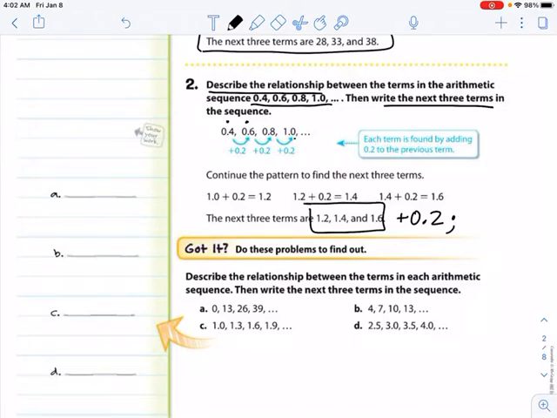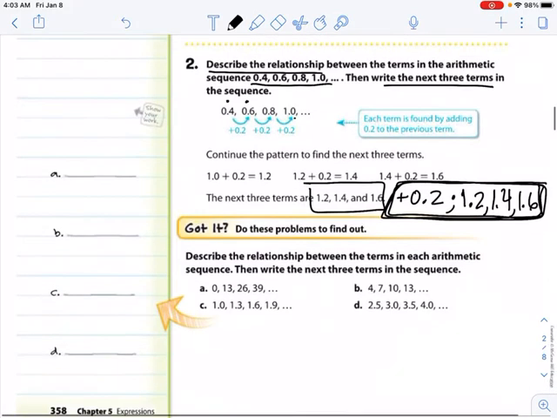So when you guys are submitting your answers, to describe the relationship, like I said, I just put a plus and then whatever you're adding, and then the next three terms would be this. And so this is what your final answer would look like.